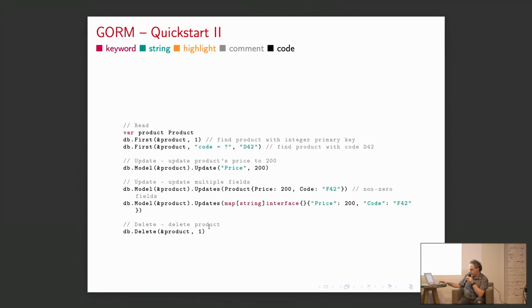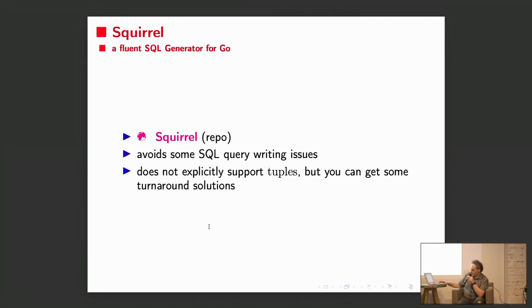And again, you can achieve and perform read queries, update queries, updating multiple fields at once, and delete something from your database through these GORM-based function calls. The second one is called Squirrel, and it's a fluent SQL generator for Go. What it does is avoid some SQL query writing issues, and it does not explicitly support tuples, but you can get some workaround solutions.